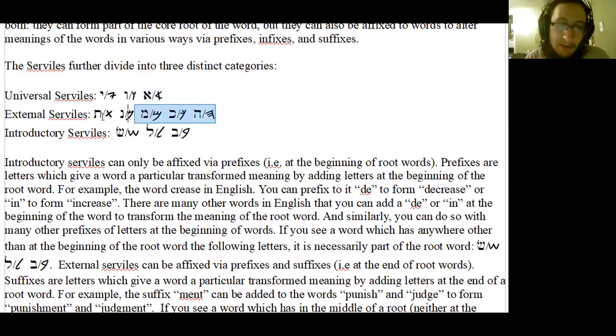So external serviles cannot be added in the middle of a root, but they can be added at the beginning or at the end, as a prefix or suffix. Those letters are he, kaf, mem, nun, and tav. Like I said, they'll never be added in the middle of a root. So if you see that, you can use that to determine that the root must be these letters before, or these letters after. It helps you narrow down what letters are part of the root, by knowing that these letters can only be added to a root at the beginning or end of it and not in the middle.